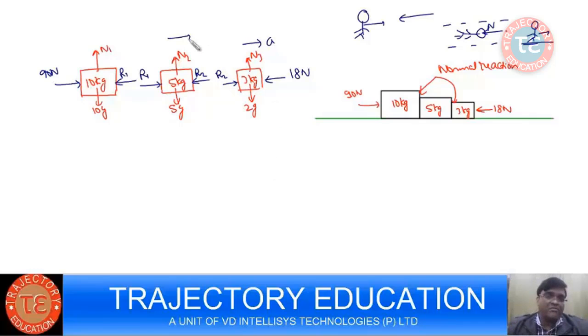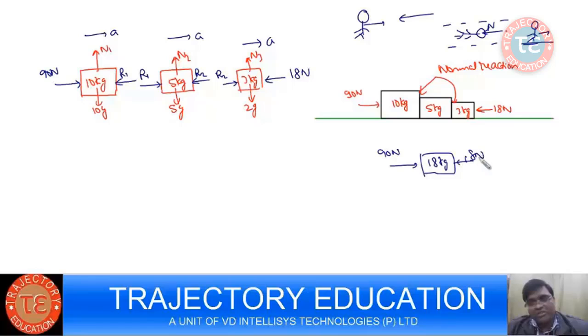Now suppose A is the acceleration of these 3 bodies towards the right. You can easily find A by taking it as one system of 18 kg with net force 90 minus 18, that is 72 Newton. So the acceleration will be 4 meters per second square. In short, you can do that.